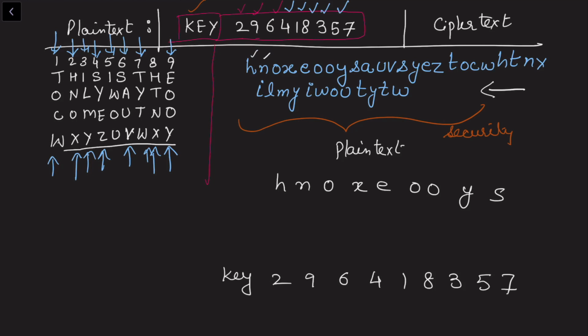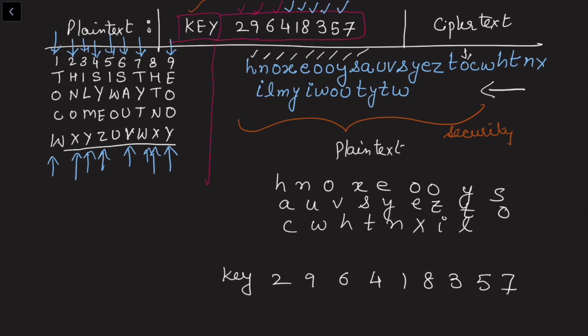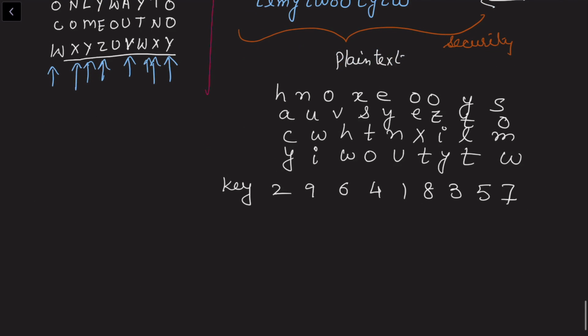So we have first, second, third, fourth, fifth, sixth, 7, 8, 9. And then followed by the next one: A-U-V-S-Y-E-Z-T-O. And till here T-O is coming. Then followed by the next one: C-W-H-T-N-X-I-L-M. And then till M we come up till here. Y-I-W-O. After this W we got O. So this is O-U-T-Y-T-W. So now we can again see what is the ciphertext.